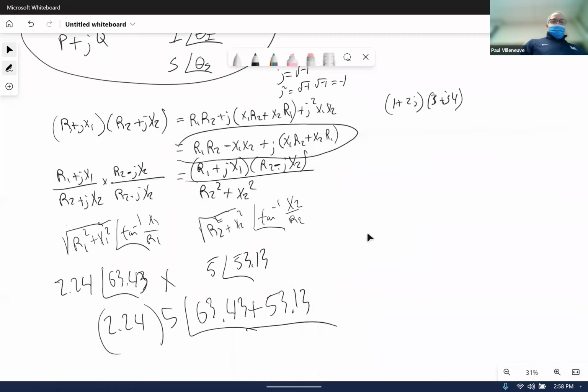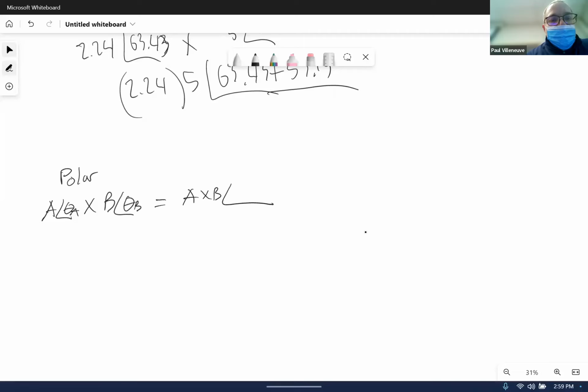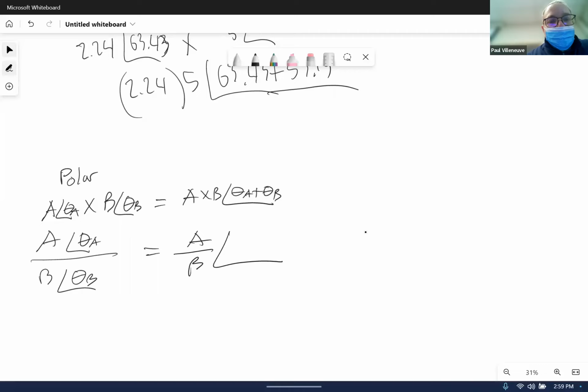So in summary, here's the most important part. In polar, A at an angle of theta A multiplied by B at an angle of theta B is equal to A times B, at an angle of theta A plus theta B. A at an angle of theta A divided by B at an angle of theta B is equal to A over B, and the angles are subtracted.